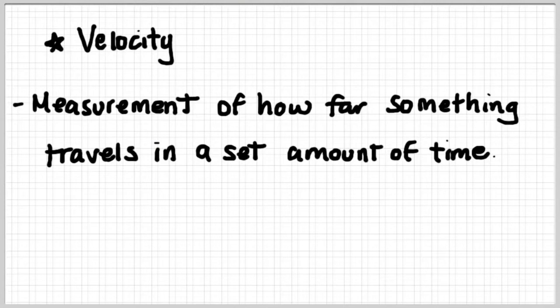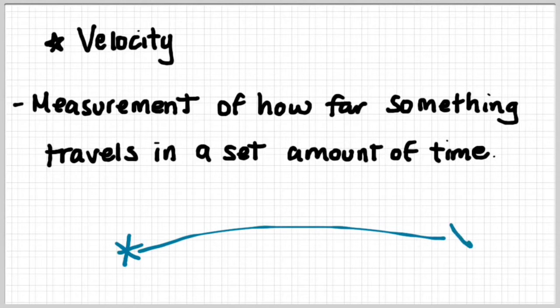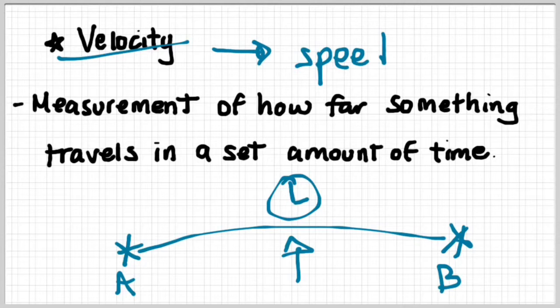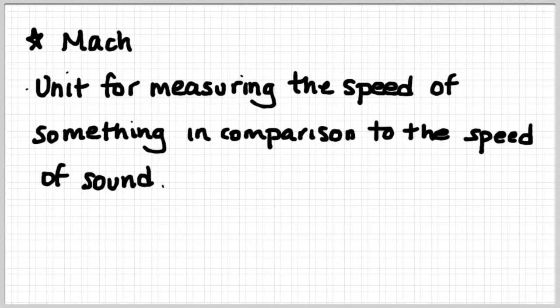Next word is velocity, and that is a measurement of how far something travels in a set amount of time. So how long does it take me to get from point A to point B? Yes, this is the time it takes. So the time is the measurement, and that's called velocity. A synonym of this would be speed. Yeah, they're synonyms.